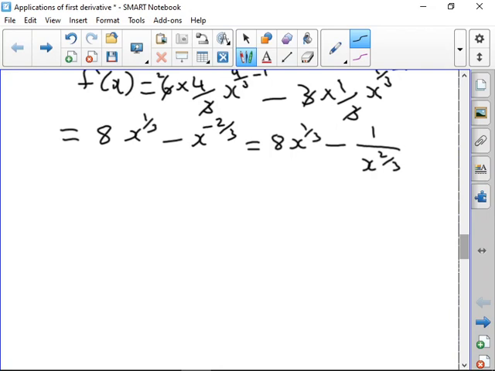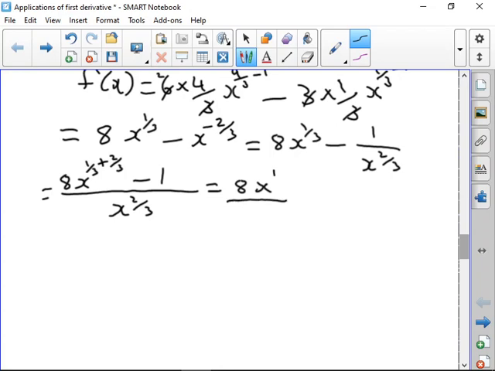So what is the LCM? X power 2 by 3 is LCM. So 8 into x power 1 by 3 plus 2 by 3 comes. We do multiplication only when we take LCM, and there the powers are added. Minus 1. So it is equal to 8 x power 3 by 3. So 3 by 3 is 1 by x power 2 by 3.